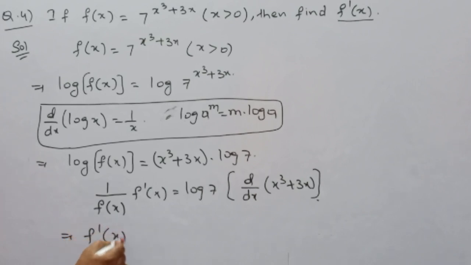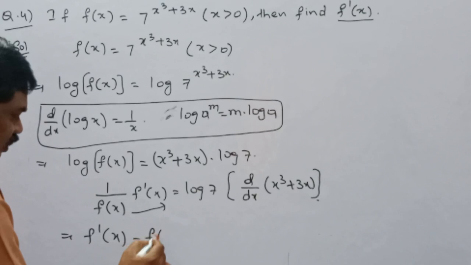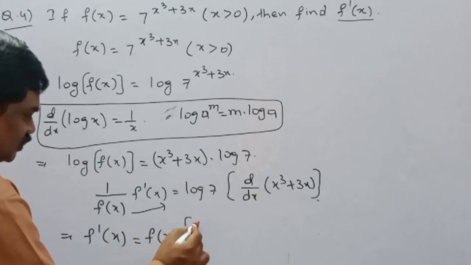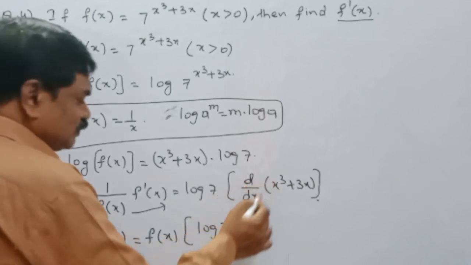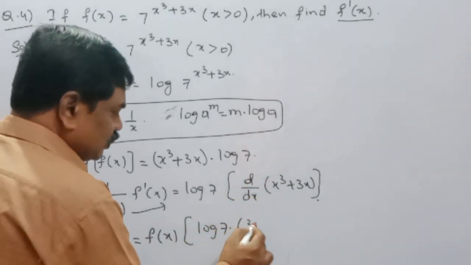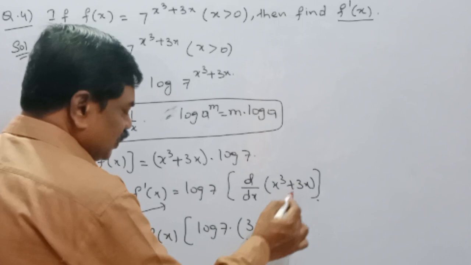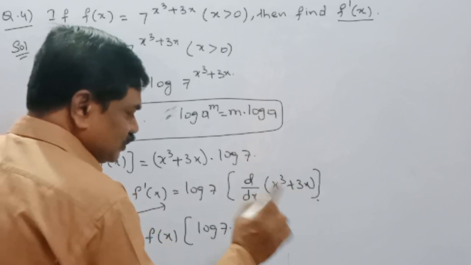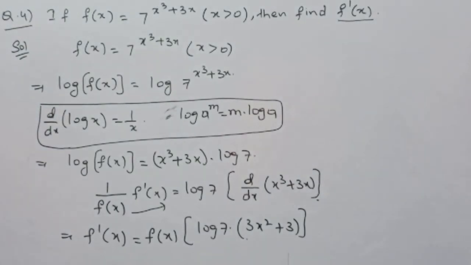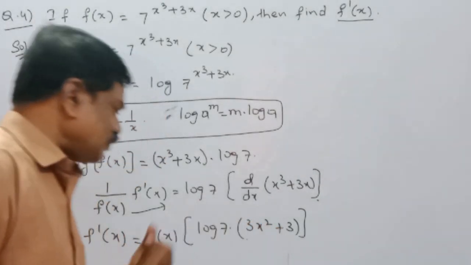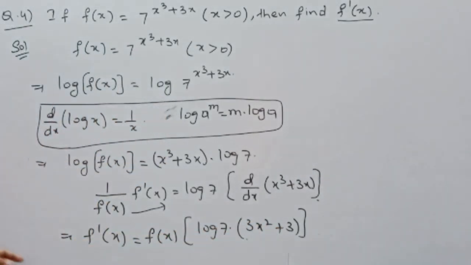f dash of x is equal to, by cross multiplication, f of x into log 7 into derivative of this one: x cube derivative is 3x square, plus 3x derivative, x derivative is 1, this is 3. Okay, all of you. Then here 3 is common, you can take it outside.